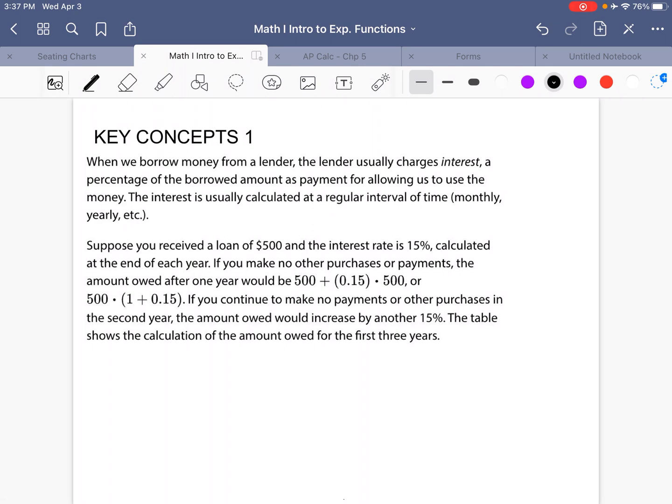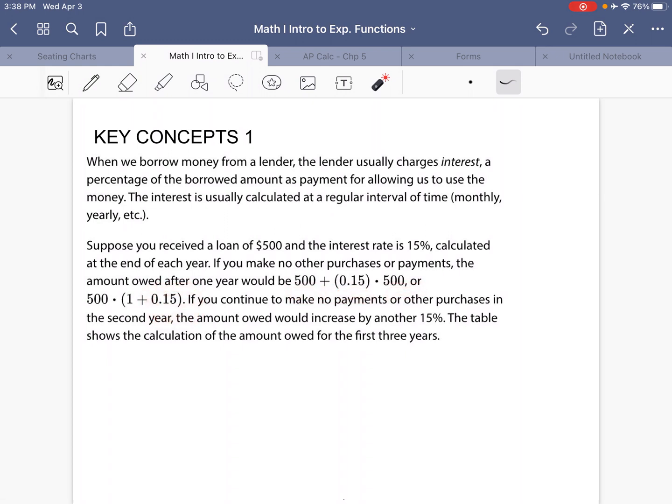Suppose you received a loan of $500 and the interest rate is 15%, calculated at the end of each year. If you make no other purchases or payments, the amount owed after 1 year would be 500 plus 15% of 500, which is 0.15 times 500. That's how you find 15% of 500. Or we can also think of it as 500 times 1, because we have one 500, plus 0.15 500s.